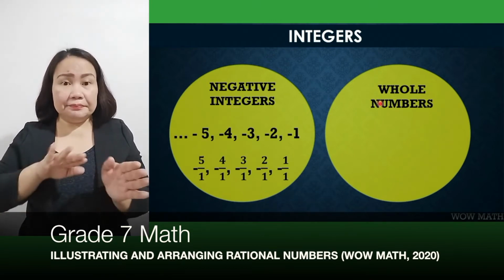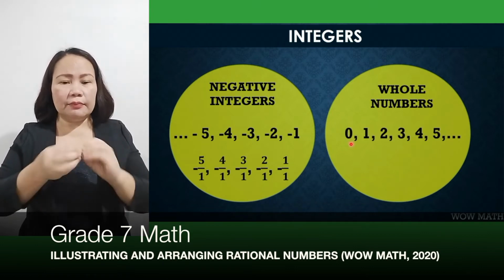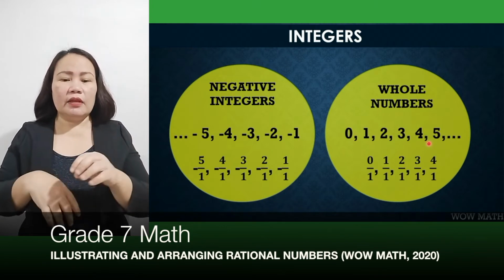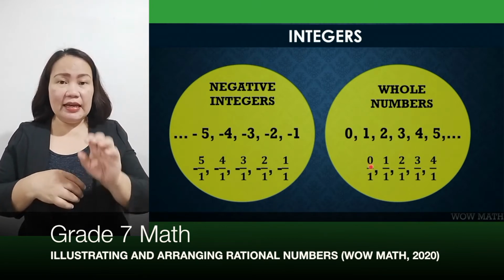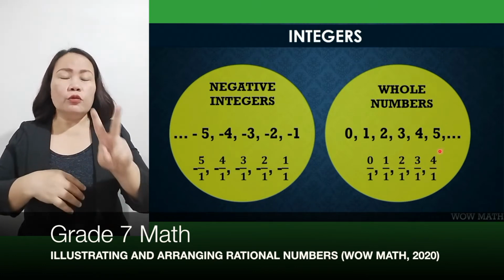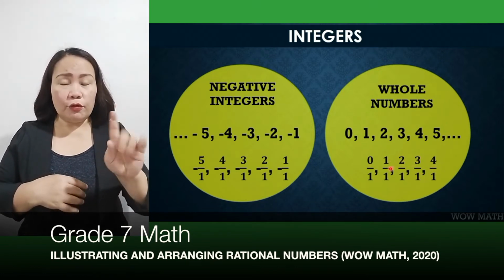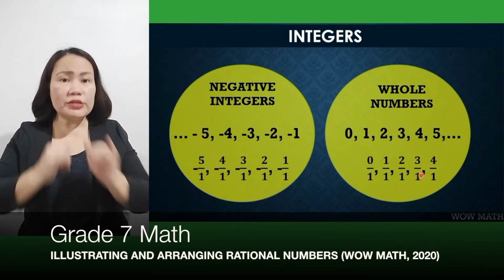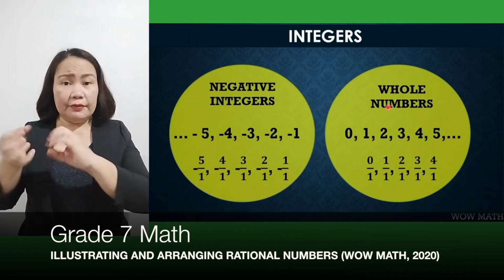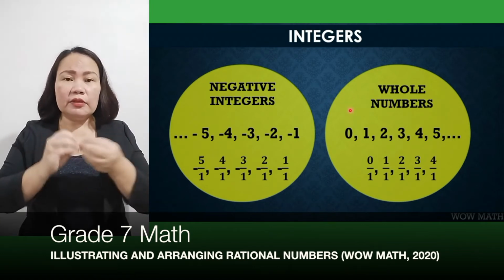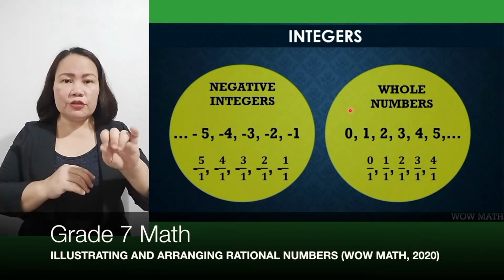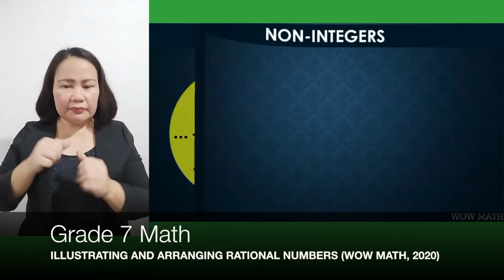Now, under whole numbers, ganon din. I have 0 and positive numbers. So, these numbers can be expressed in the form of A over B like this. So, 0 over 1, 1 over 1, 2 over 1, 3 over 1, 4 over 1, and so on. Bakit? Because 1 over 1 is still 1. 3 over 1 is still 3. Alright? So, negative integers and whole numbers are under rational numbers or examples of rational numbers. Now, let's proceed to non-integers.